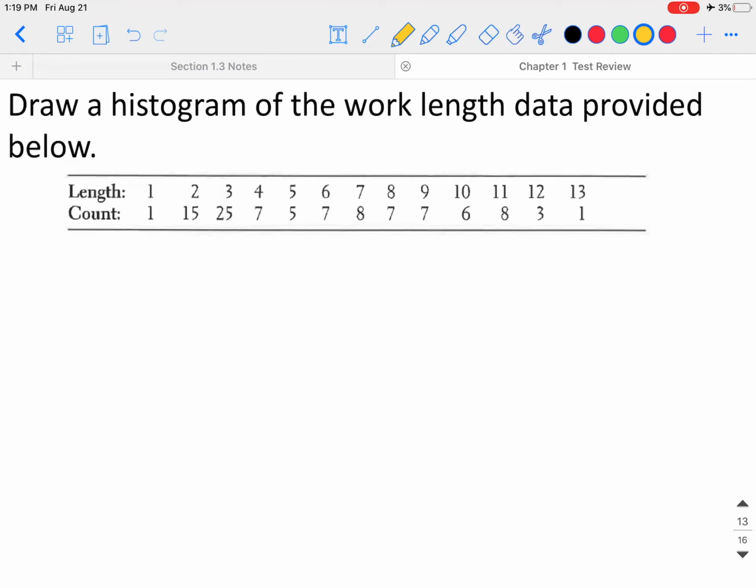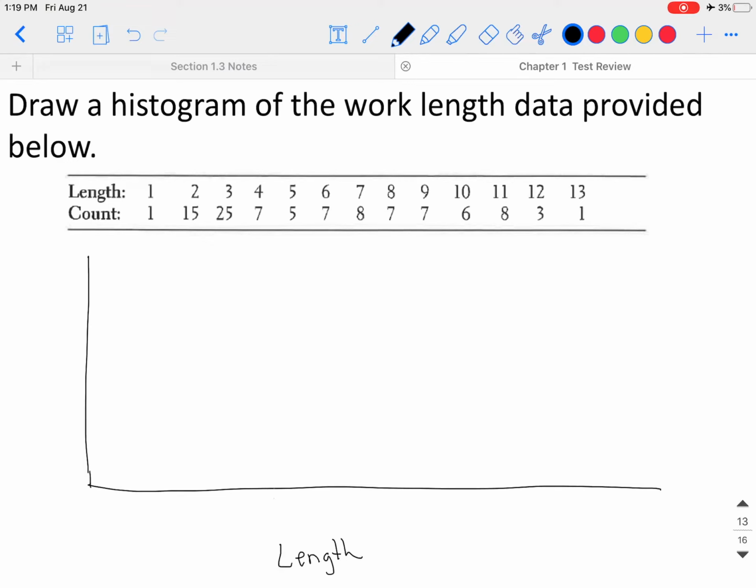Draw a histogram of the word length data provided below. So if we draw a histogram, we're going to call this length. So we can go from 0 to 1, 1 to 2, 3, and so on. You need to try to make sure those class widths are the same. And then we can do the count. And we need to go up to 25.